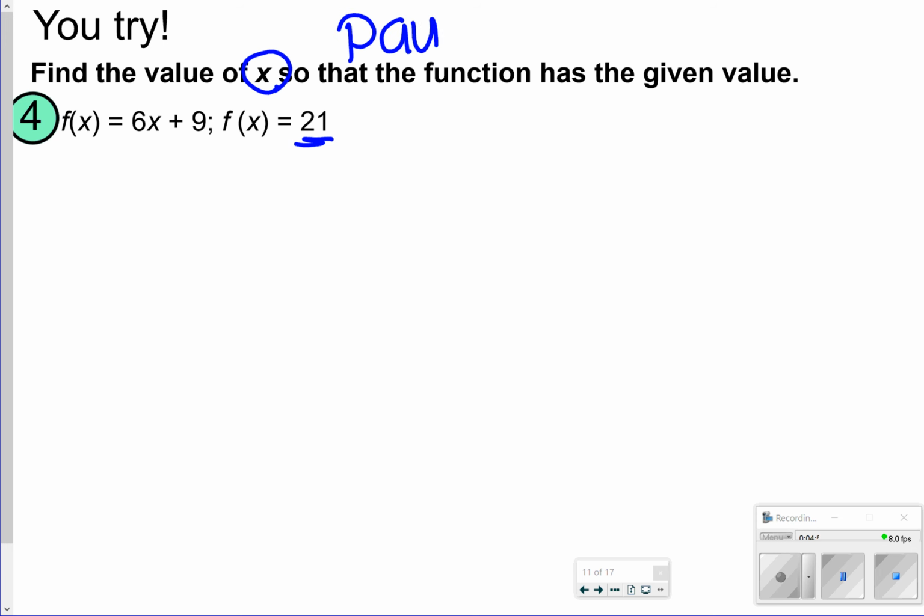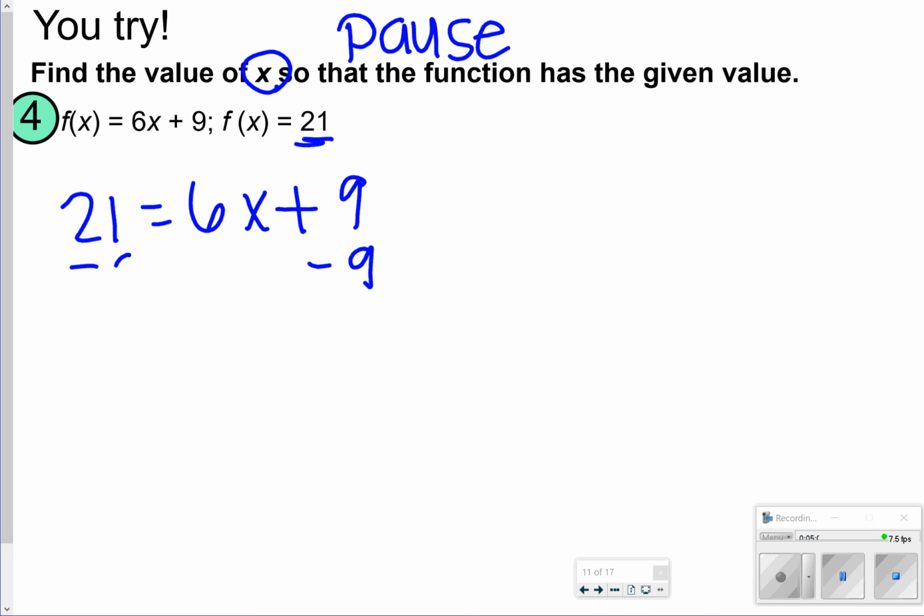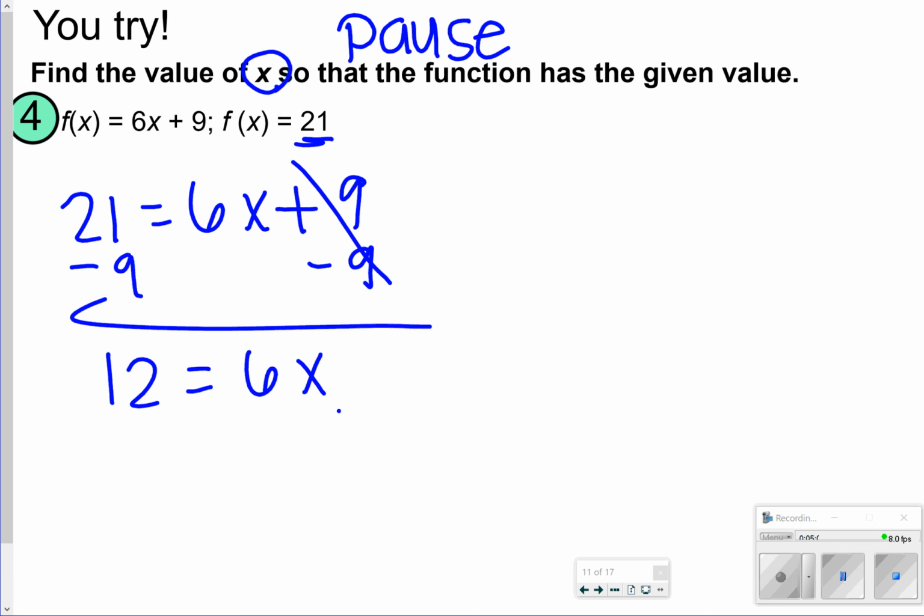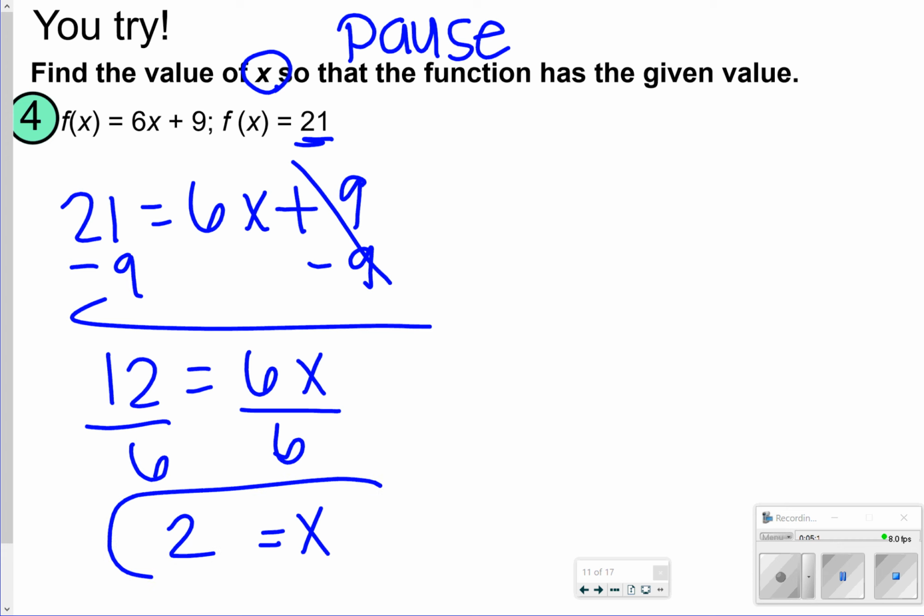Let's go ahead and pause here so you can try by yourself, and once you're done, click play. Alright, so when we replace f of x with 21, we get 21 is equal to 6x plus 9. I'm going to start by subtracting 9 from both sides. 21 minus 9 gives me 12. And then all I have to do is divide both sides by 6. So I get x is equal to 2.